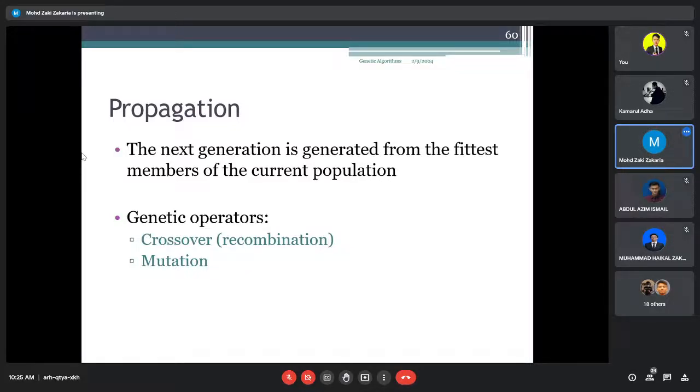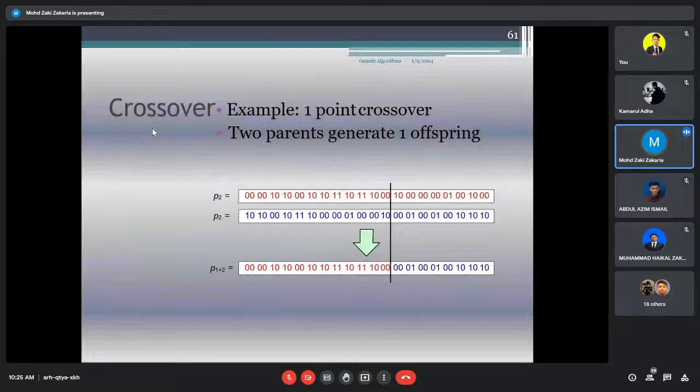Okay, then the propagation: the next generation is generated from the fittest member of the current population. At this process we have two operations, crossover and mutation. So how to do the crossover? Like this. This is the one-point crossover.